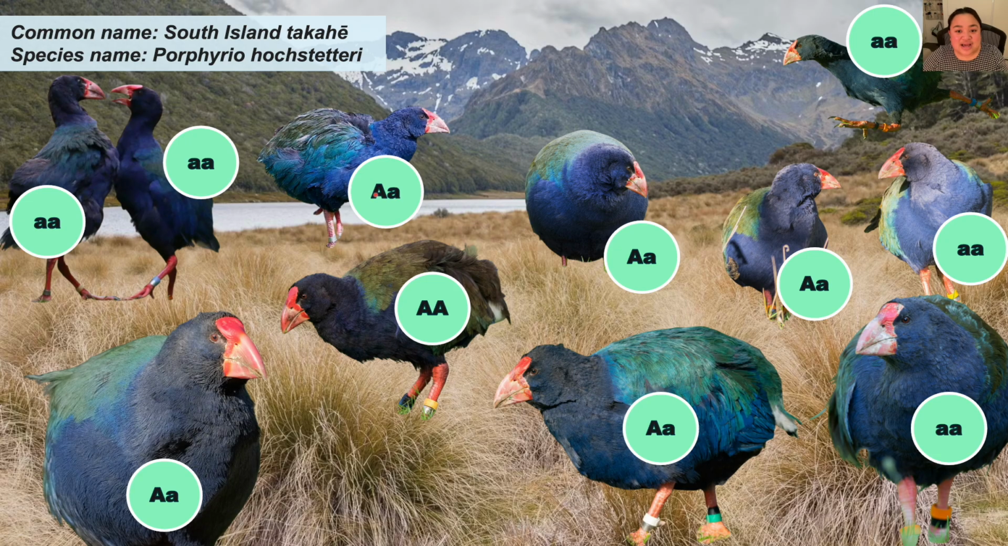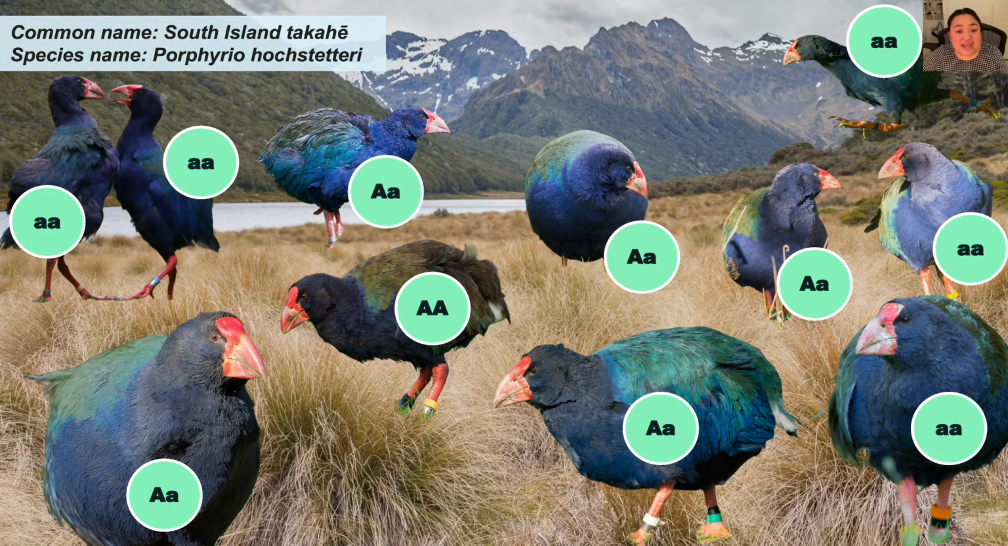If all our takahe were homozygous recessive, then there would only be one allele present, the little a. And in that case, we would say there is no genetic diversity in the gene pool. In reality, a population with many different alleles has high genetic diversity, which makes it more likely that some individuals can survive if the environment changes. But if a population has low genetic diversity, it's at risk of extinction.